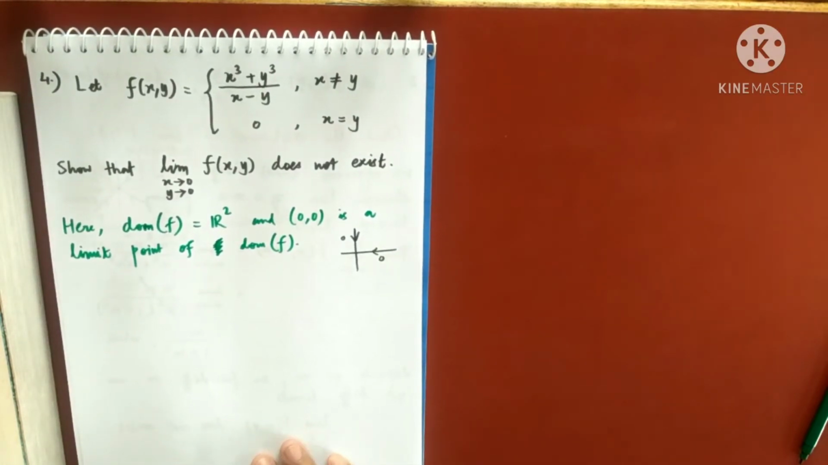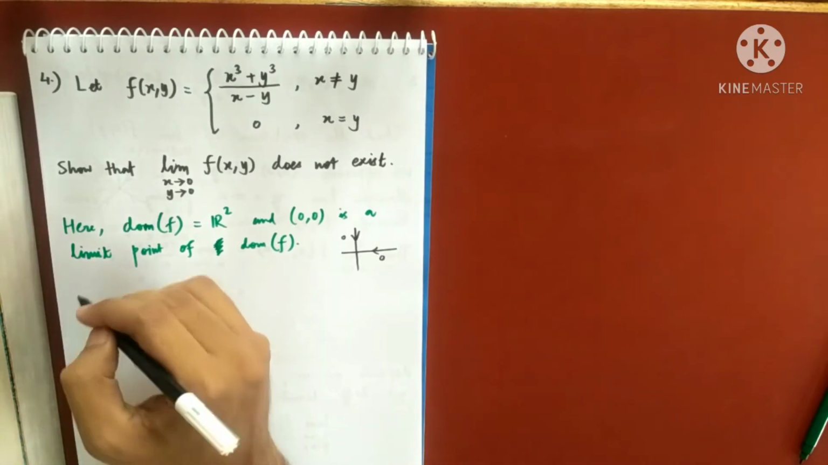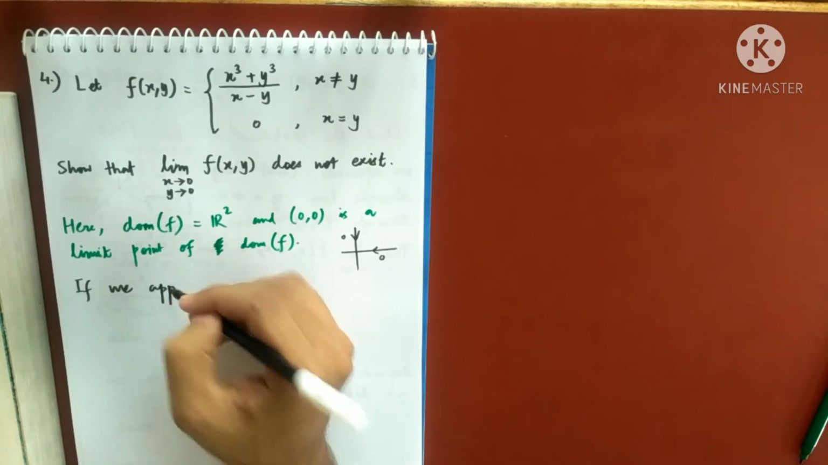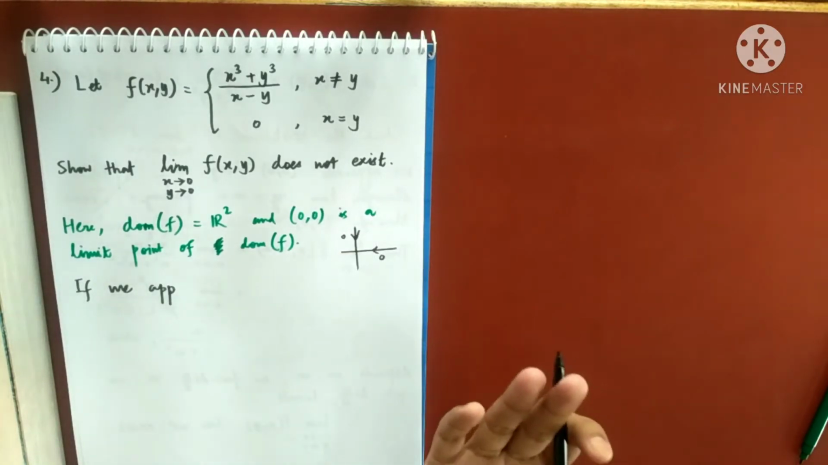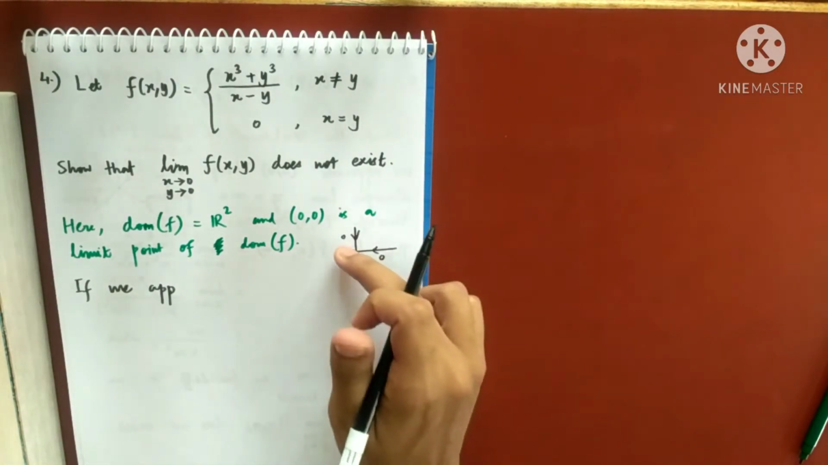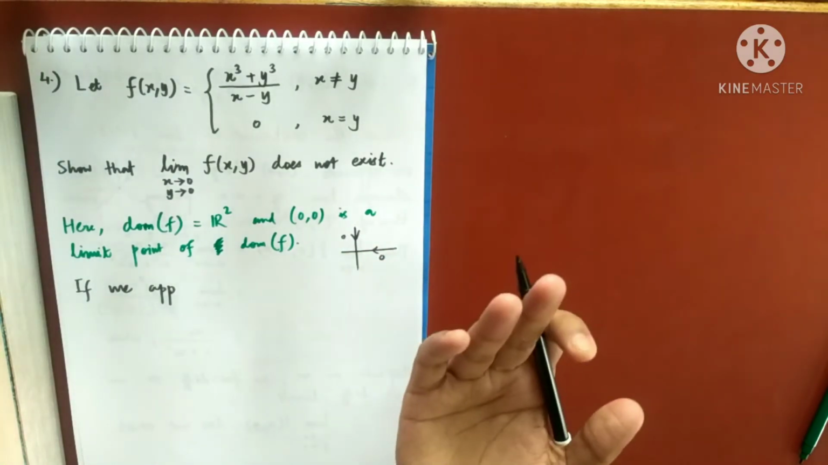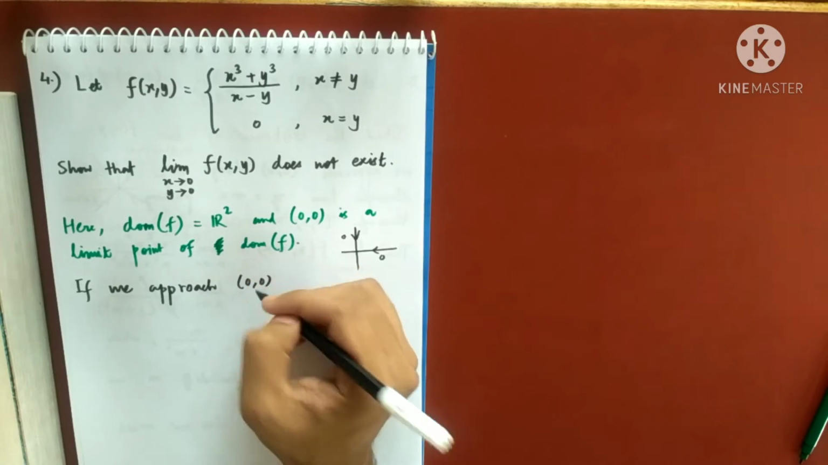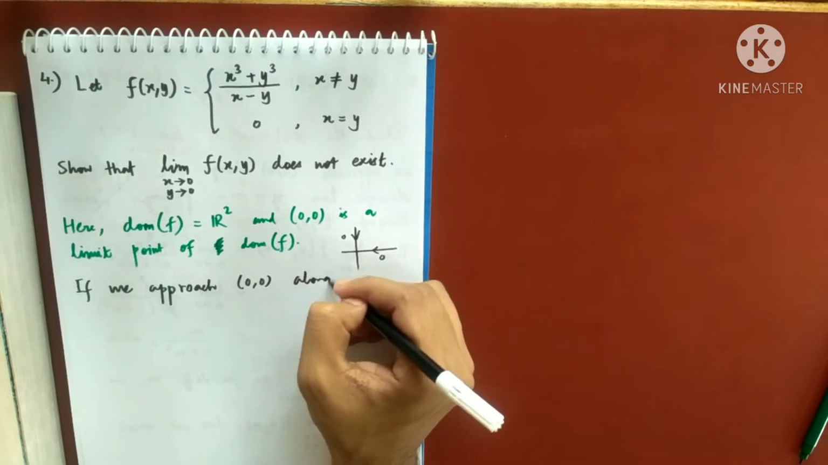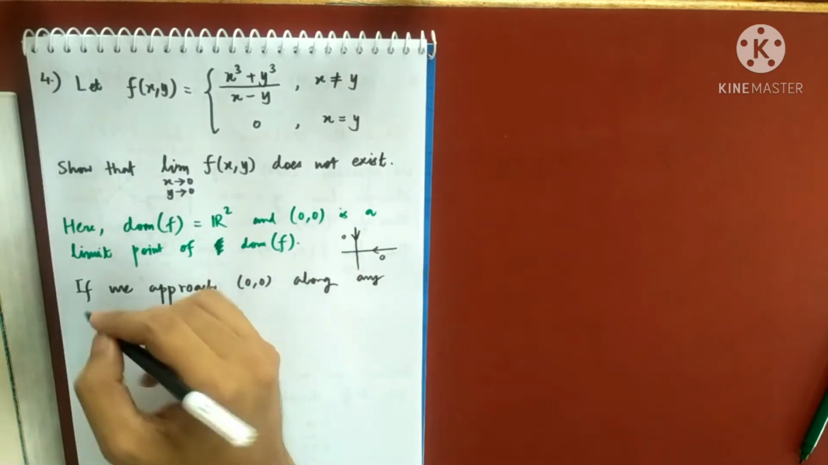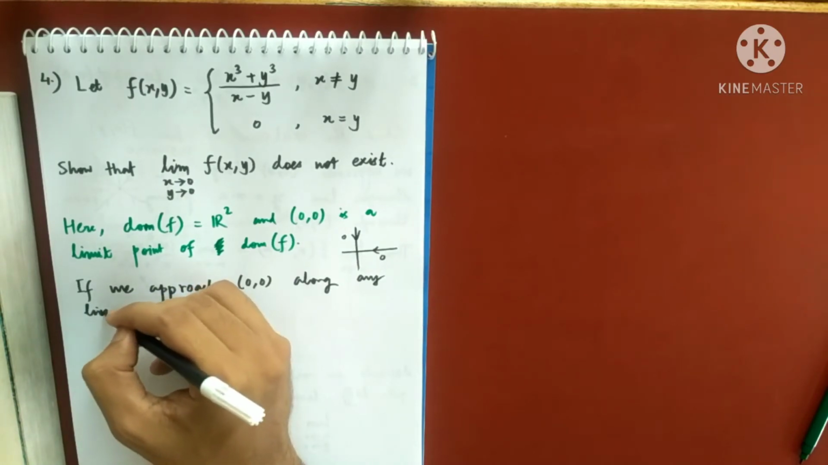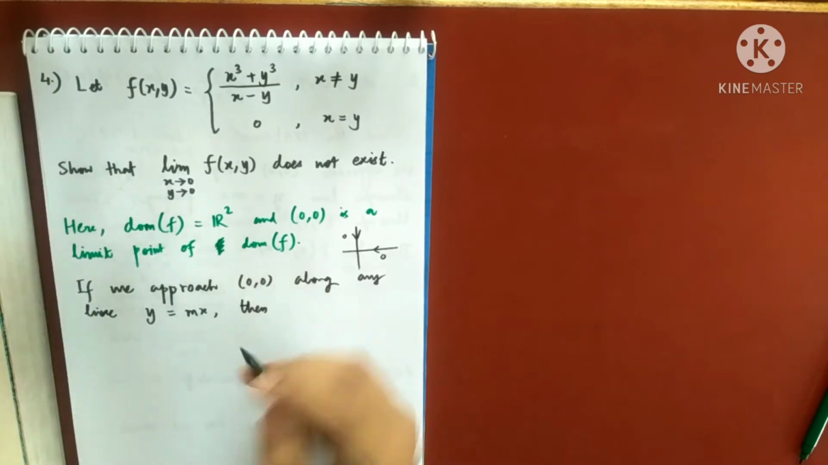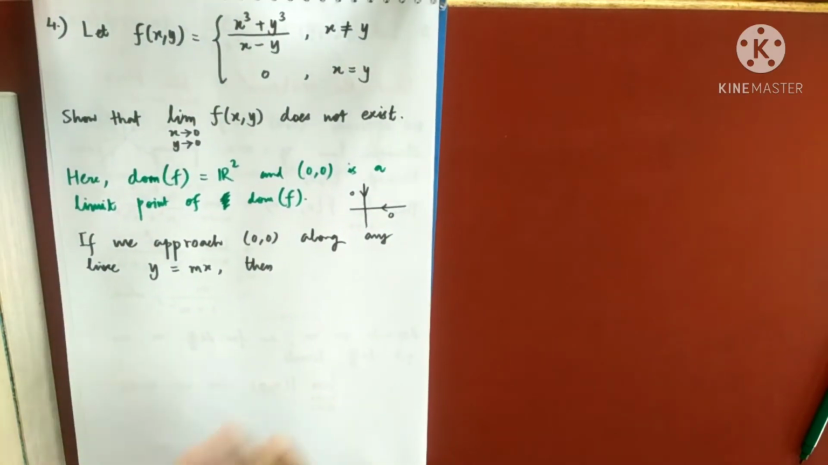So let me go along any straight line. This you may also write in your exam, but I am not writing it because using this too I cannot make any conclusion. So if we approach (0, 0) along any line y equals to mx, then let's check the limit.